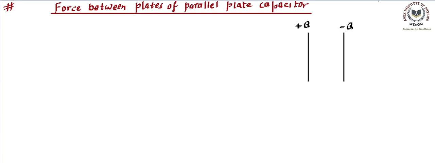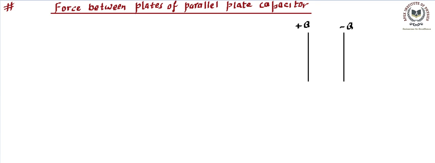In this video lecture we will be talking about the force acting between plates of a parallel plate capacitor. Later on we will also talk about the force acting on a dielectric slab when it is inserted in a parallel plate capacitor. So let's begin with the first point, which is the force between plates of a parallel plate capacitor.